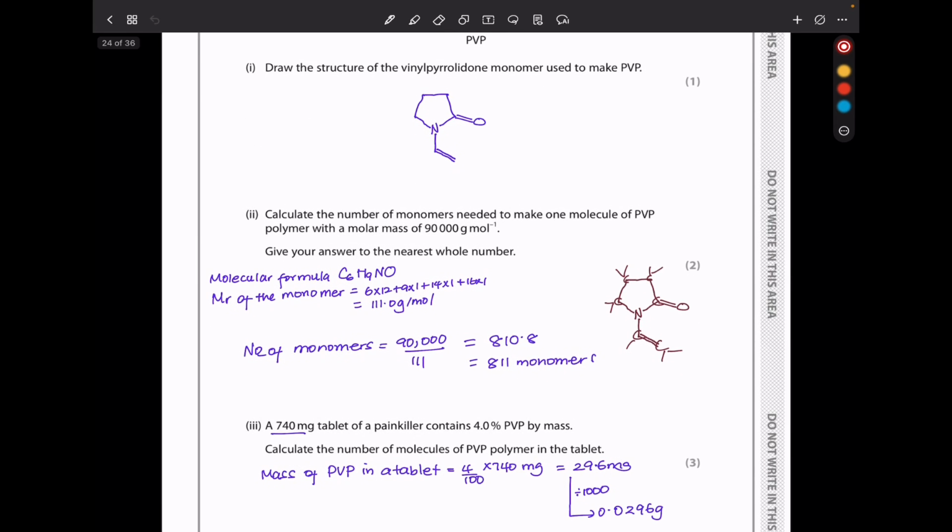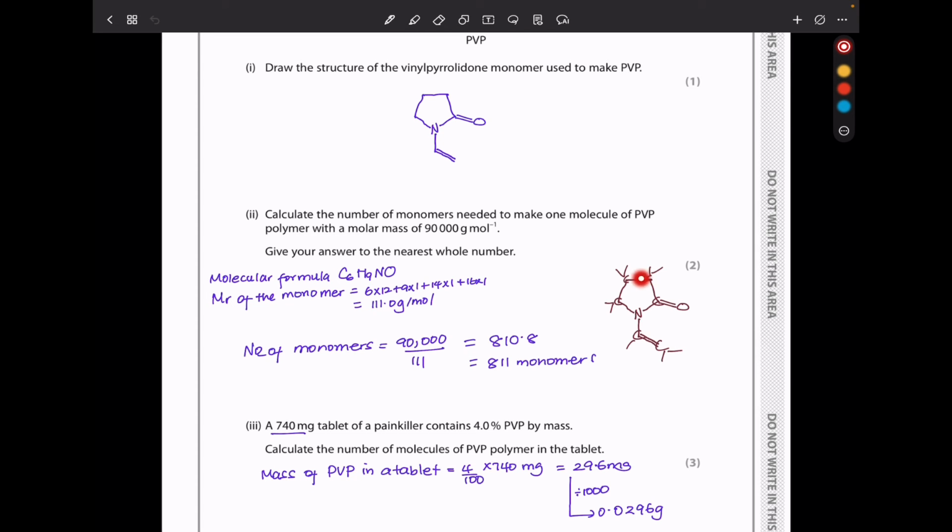Next, they say calculate the number of monomers needed to make 1 molecule of PVP polymer with a molar mass of 90,000 grams per mole. I want you to give your answer to the nearest whole number. So I got this structure here, exposing the carbons and the bonds that are linked to hydrogen so that I can get the specific molecular formula.